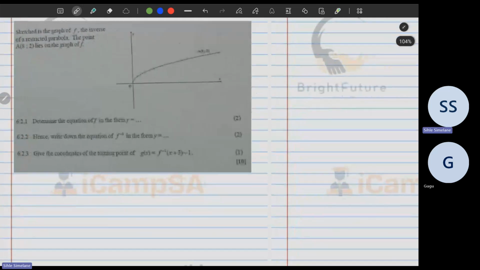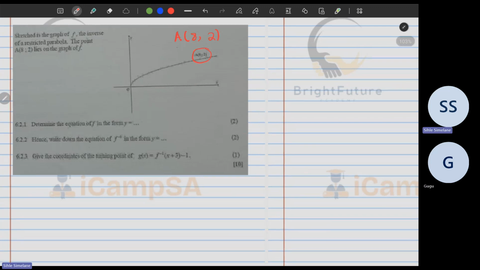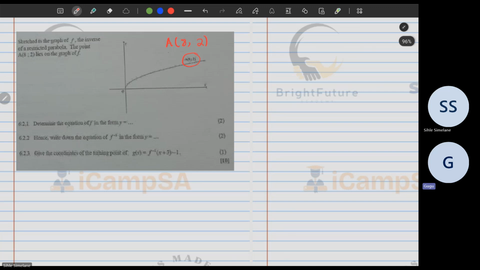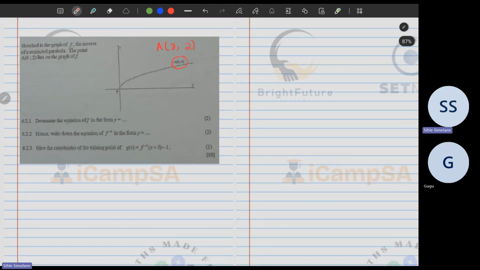Not so visible on my search. Sketched is the inverse of f, and the point A is the point that is here. So let me just rewrite it. Our A is 8 and 2. Okay. Then they say determine the equation of f, which is this graph here, in the form of that. So let's go ahead and figure out what is happening.